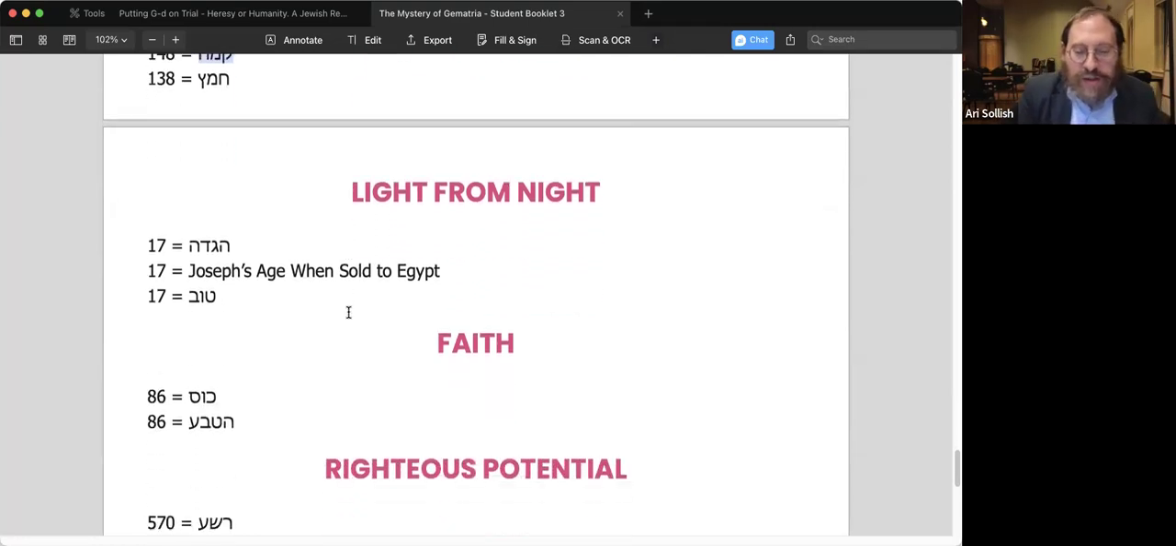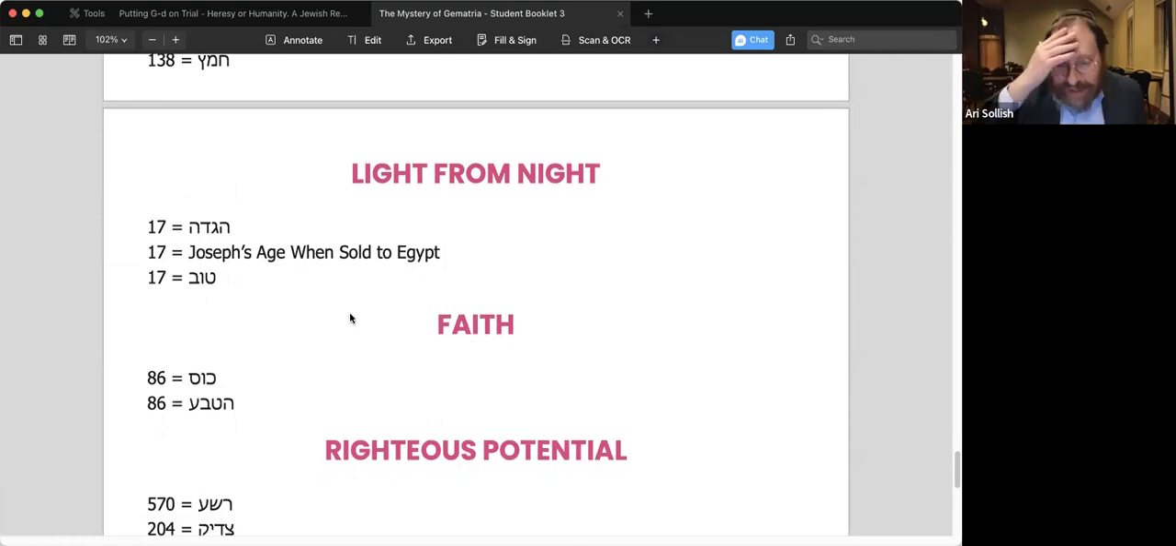Let's do a little bit more. I have 4 insights of Pesach. So that's insight number 1, the message of humility and the dangers of ego's hubris. The next lesson is light from night. Take a look at this. Haggadah. Haggadah is, of course, the book that we read from on Passover night. The normative numerology is Hey is 5, Gimel is 3, Dalet is 4, Hey is 5.